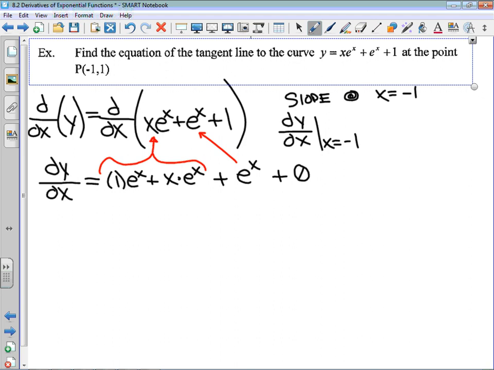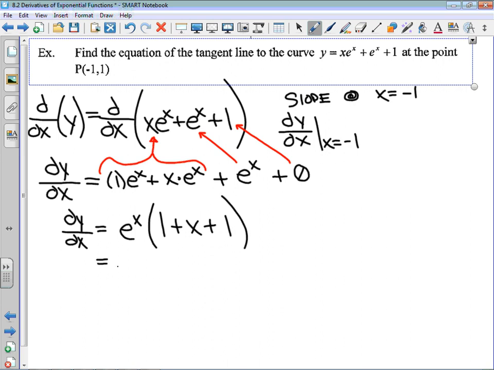We could clean this up. And I think I want to, at least once, make sure we see how factoring works with these exponential functions. I'm going to write that dy over dx is equal to, I'm going to factor e to the x out, which leaves me with 1 plus x plus 1, which means my derivative can be written as e to the x times 2 plus x. There's not a huge benefit of doing that in this question, but I think it does sharpen those factoring skills. All right, that's dy over dx.